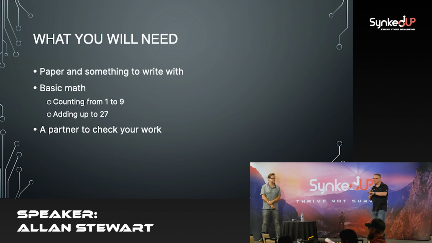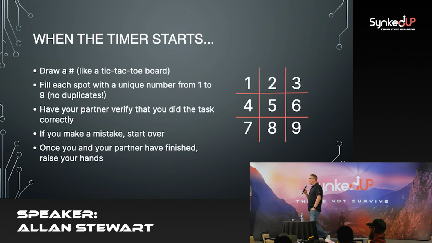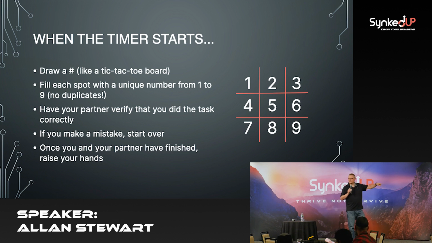So now that you're all at tables, make sure that you've got somebody who can check your work. And when the timer starts, not yet, don't do it yet. When the timer starts, you're going to draw a hash. It's like the tic-tac-toe, right? Look at the screens. It shows an example of this. And all you need to do is to write down 9 numbers. The numbers 1 through 9. 1 in each space of the grid. Go for it. Then, once you've done this, your partner is going to verify that you did it correctly.